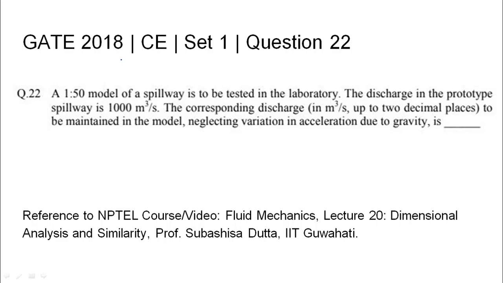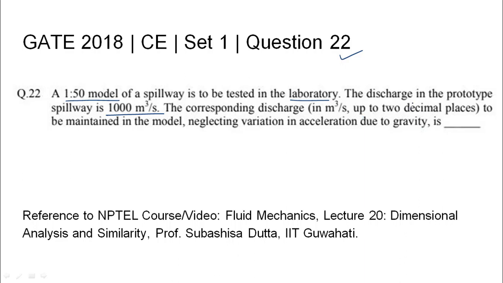GATE 2018 Civil Engineering Set 1 Question 22. A 1:50 model of a spillway is to be tested in the laboratory. The discharge in the prototype spillway is 1000 m³ per second. The corresponding discharge to be maintained in the model, neglecting variation in acceleration due to gravity, is. The answer needs to be found up to 2 decimal places.